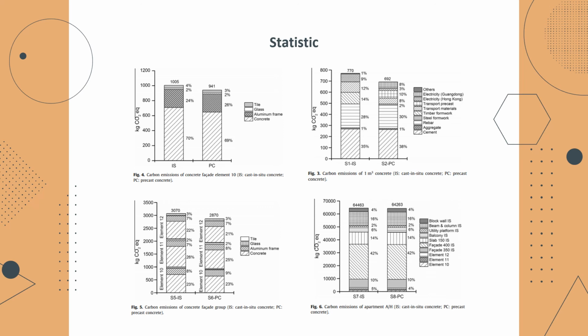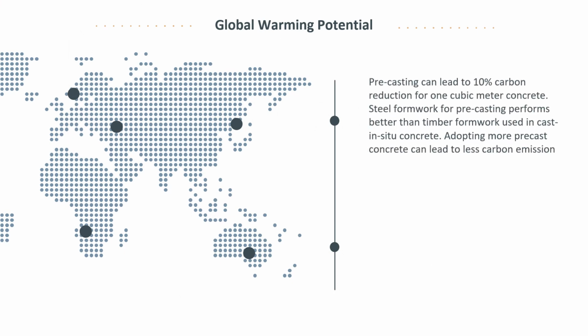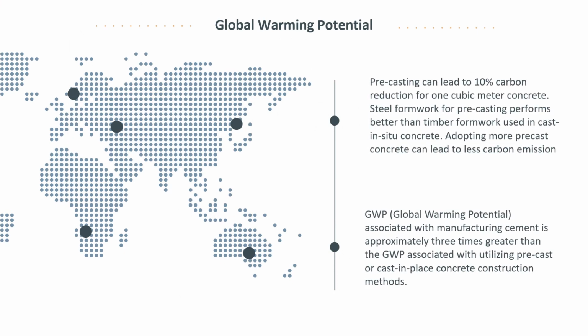While this study is based in Hong Kong, the research outcomes can be potentially applied in our country of building projects that adopt precast concrete, in particular for high-rise residential buildings. Precasting can lead to 10% carbon reduction for 1 cubic meter concrete. Steel formwork for precasting perform better than timber formwork used in cast in situ concrete. Adopting more precast concrete can lead to less carbon emission.